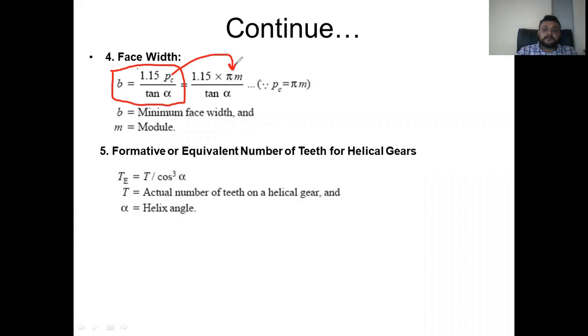So instead of 10 times module, you have to take b in the form of module like this, where you have to use tan alpha, where alpha is the helix angle. And here, equivalent number of teeth. In case of the number of teeth, rather than considering the number of teeth as in the case of spur gear, you have to use the formative or equivalent number of teeth.